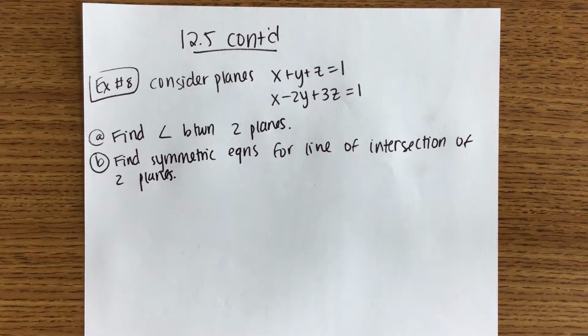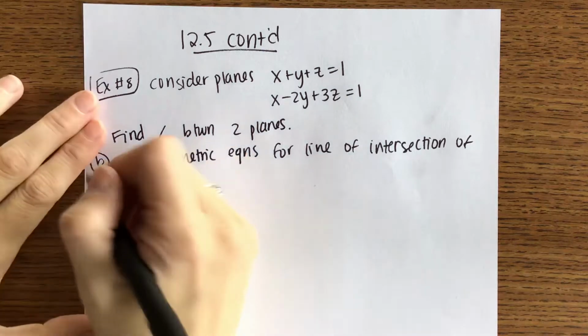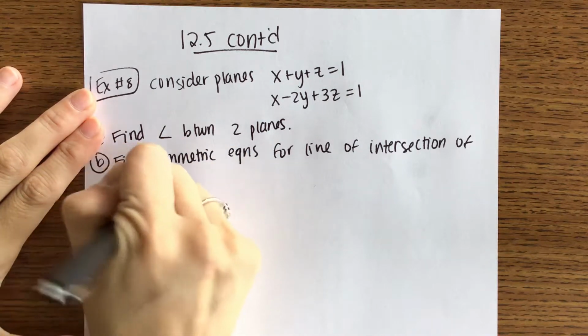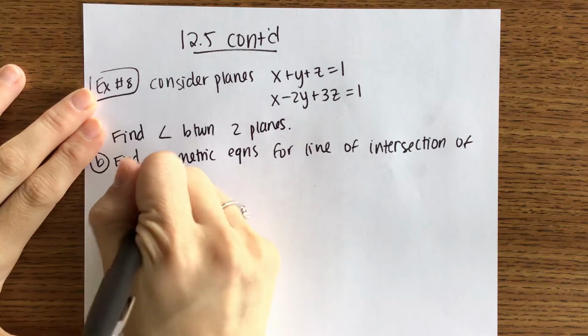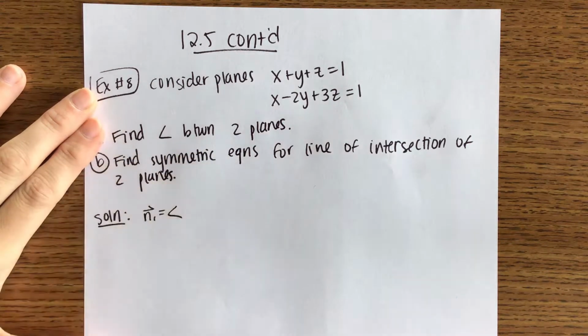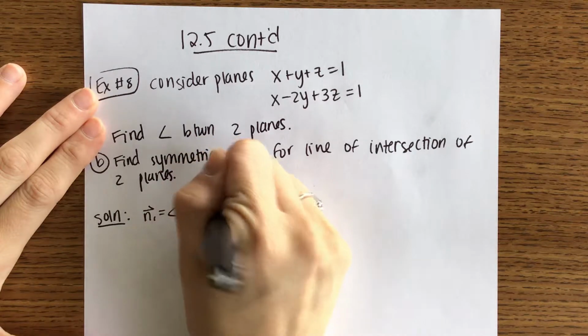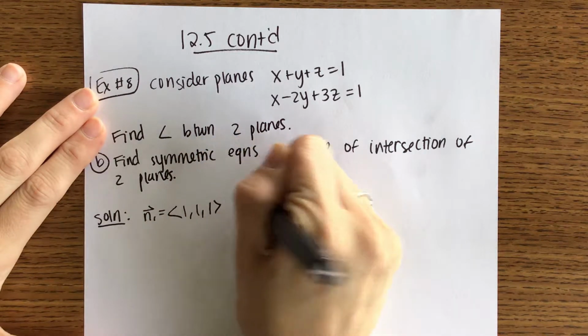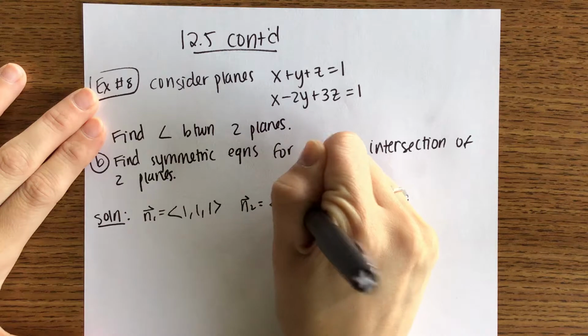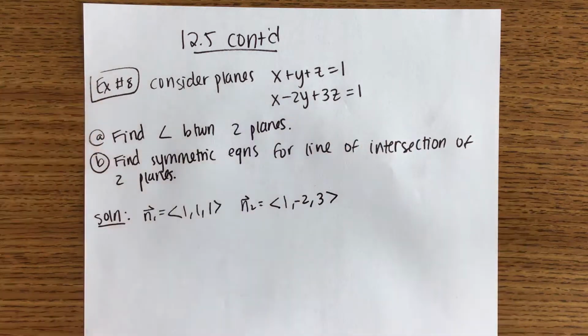Okay, what two pieces of information do we need to write the equation of a plane? From yesterday. Point and, yeah, the perpendicular vector. So for part A, we need to find those two perpendicular vectors. The perpendicular vector for the first plane is 1, 1, 1. Perpendicular vector for the second plane is 1, negative 2, 3.